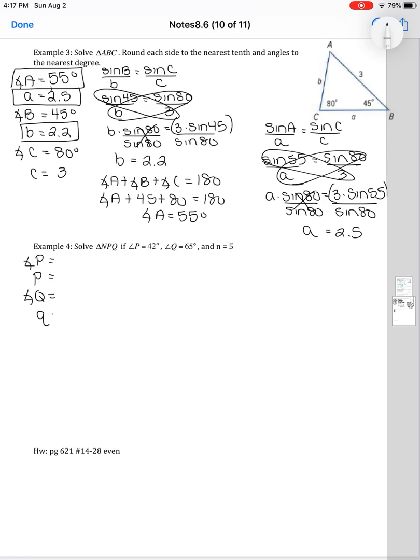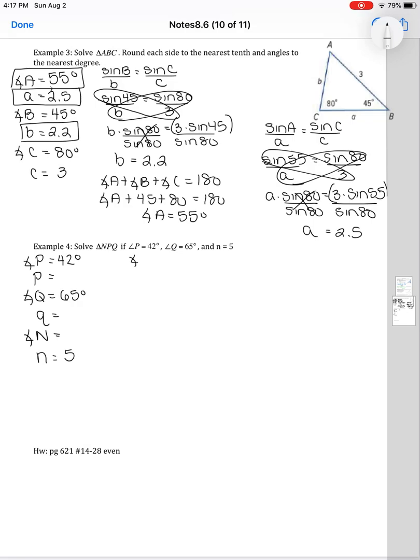All right, so we got one more here. So what I would suggest, I'm just going to start making my chart. You guys maybe go ahead, try the problem, and then come back and see if you're getting what I'm getting. So P, Q, and N are our letters. P is 42, Q is 65, little n is 5. Okay, so that's what's given.